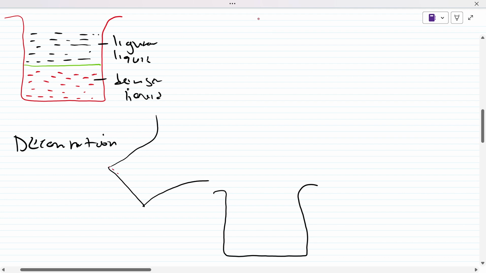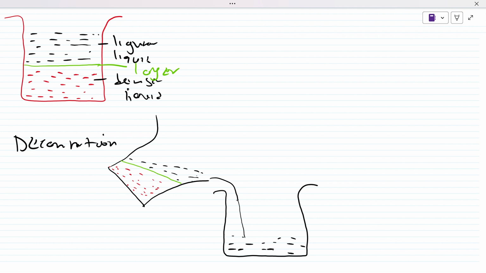So I'm going to have this. Now I have to ensure that I draw it the way it was drawn initially. That's where the layer will be. Sorry, I did not say this is a layer between the two solutions. It is just a layer between the two solutions because they don't mix. Don't forget that. Then I'm going to have my top solution, which is now pouring out. So in my next clean beaker, I'm going to have the top solution poured into a clean beaker.